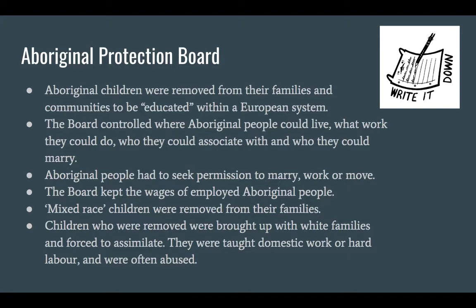The board made sure that Aboriginal people had to seek permission to marry, they had to seek permission to work or to move. They actually kept the wages of employed Aboriginal people. So if they were able to get a job, they would keep either most or all of the money that they earned. Mixed race children were removed from their families. Again, we see this again and again. And when the board did remove people from their families, they were brought up with white families and they were forced to assimilate. We'll look at assimilation policy in more detail next lesson.